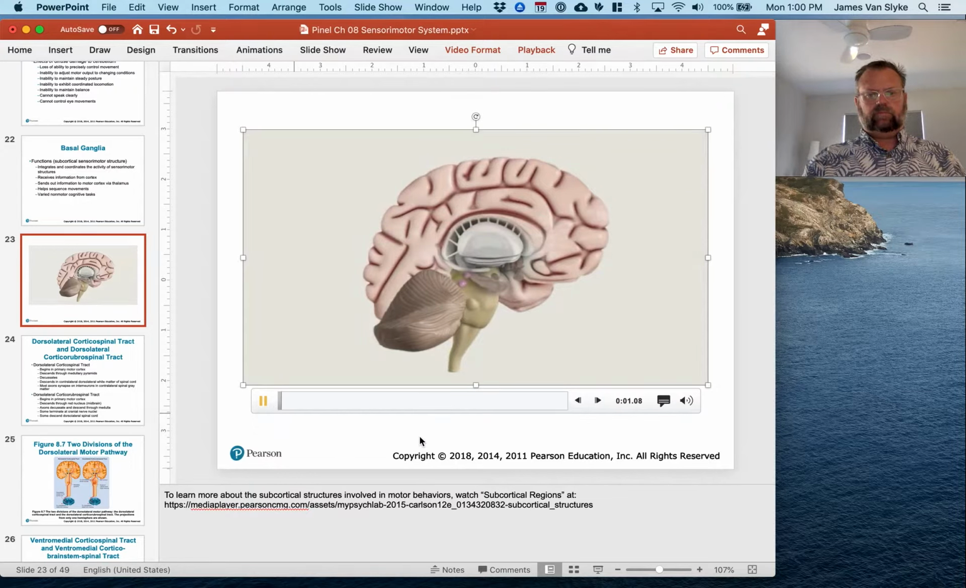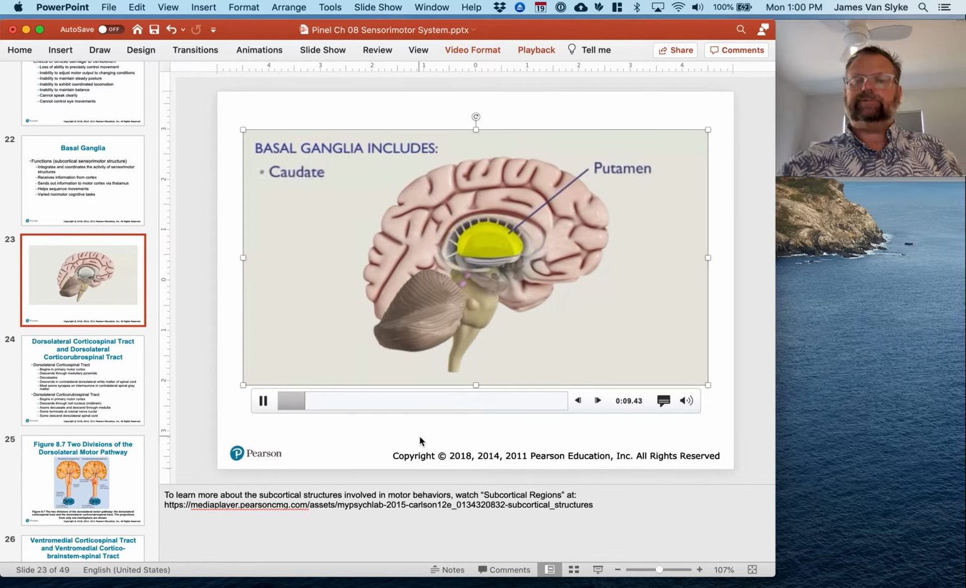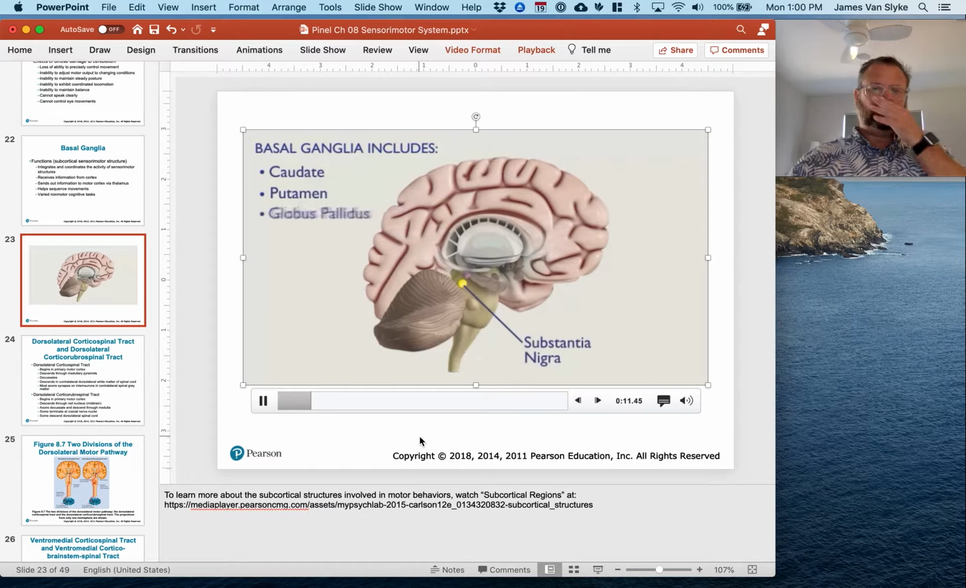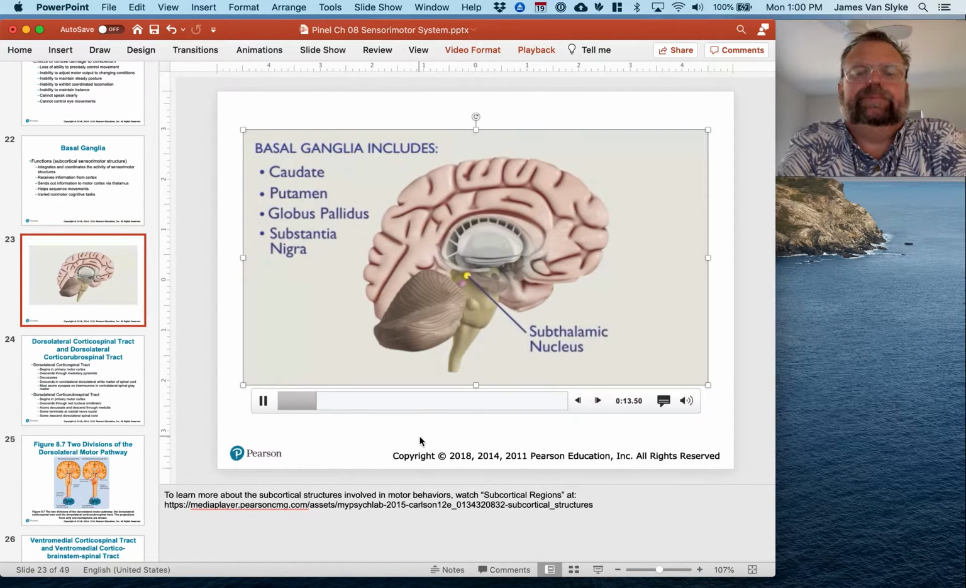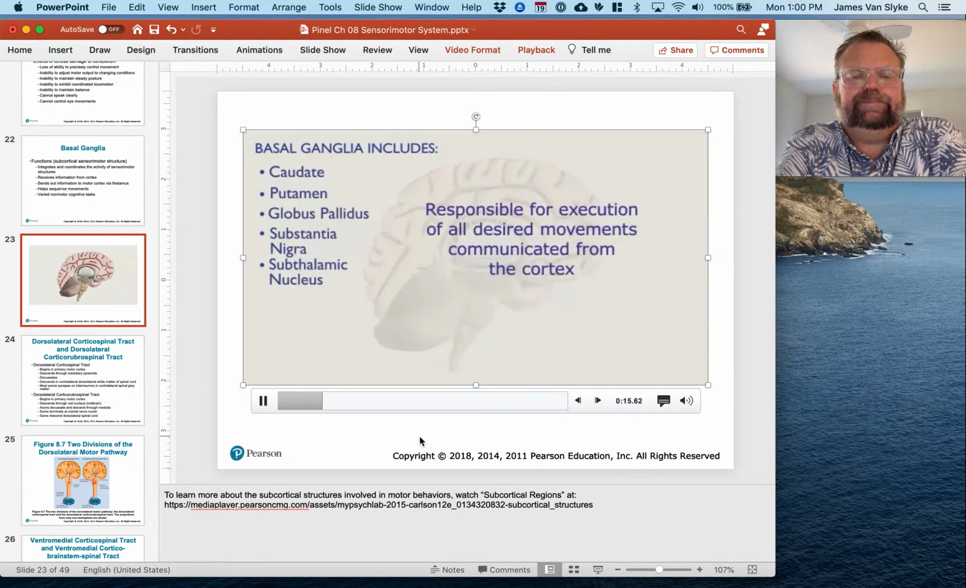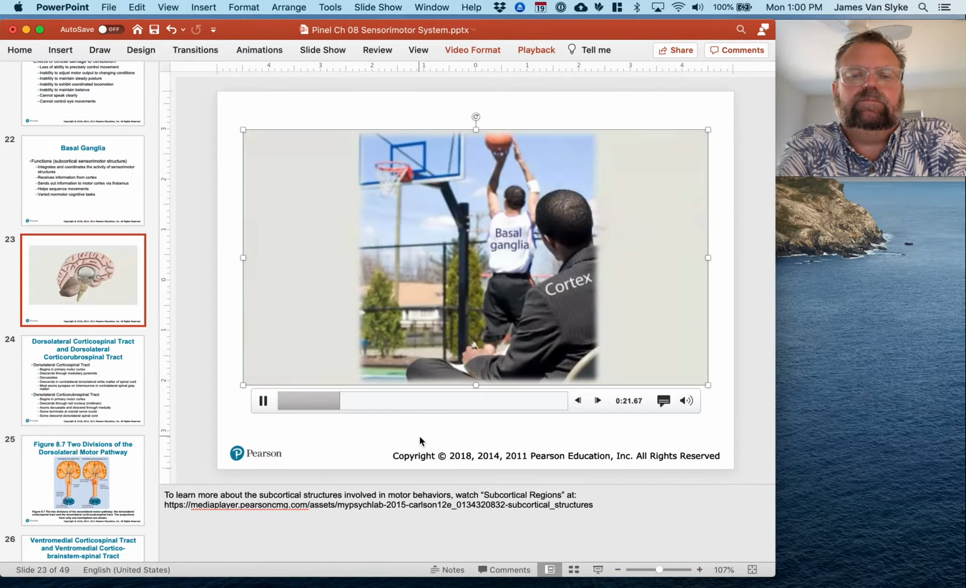Next in the hierarchy of movement control are several subcortical regions. The basal ganglia, which include the caudate, putamen, globus pallidus, substantia nigra, and subthalamic nucleus, are in charge of executing all desired movements communicated from the cortex. Put more simply, if the cortex is the coach creating the plays, the basal ganglia is part of the team responsible for executing those plays.